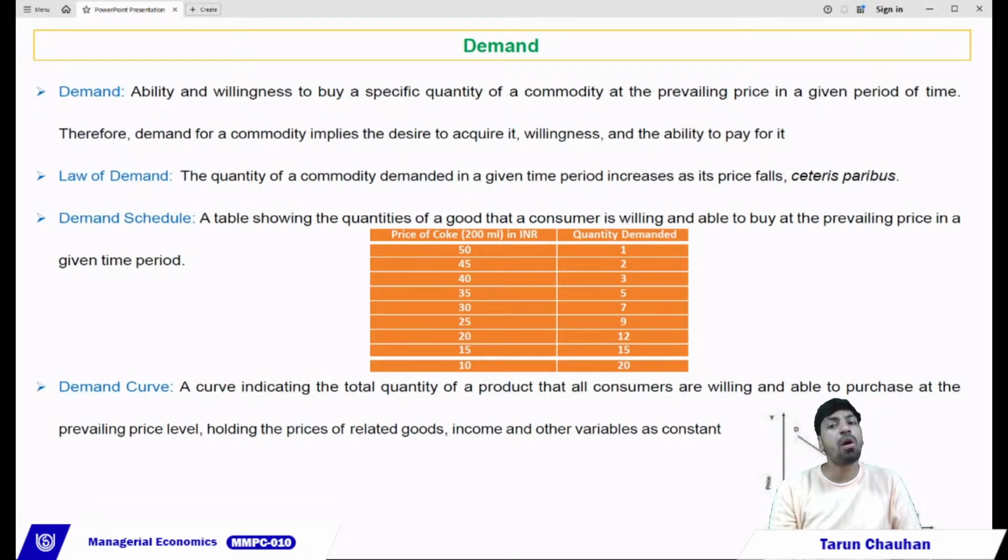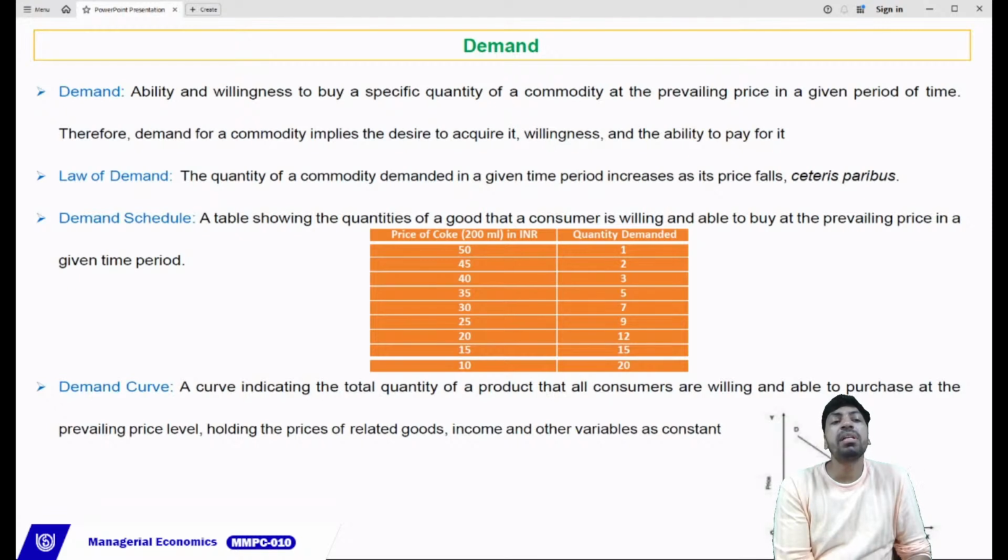So let's talk about the law of demand. It's very simple, if you are able to understand what demand is. The law states that there is an inverse relationship between demand and its price. That's called the law of demand. There is an inverse relationship between the quantity demanded of a product and its price. In other words, demand would increase if the price falls or declines, and that's called the law of demand.